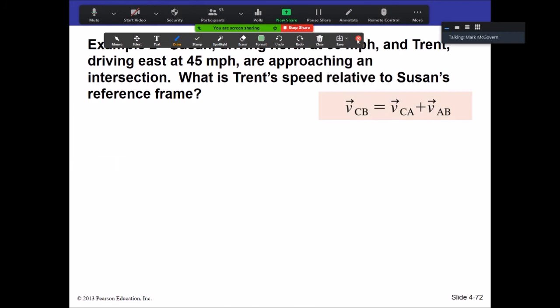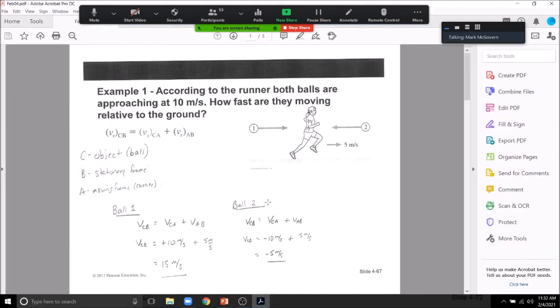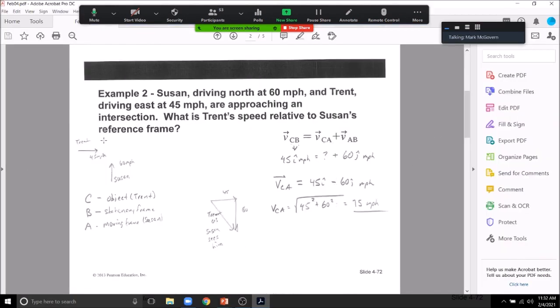So let's look at it. All right, I drew the little picture right here. The object is Trent. B is the stationary frame. A is the moving frame. That is Susan. Now the stationary frame, that's what these numbers are. When we say Susan's going north and Trent's going east, these speeds and directions are according to the person maybe at the intersection watching the horror about to take place as these people collide. Okay? So once we identify those three things, now we can jump over to the equation.